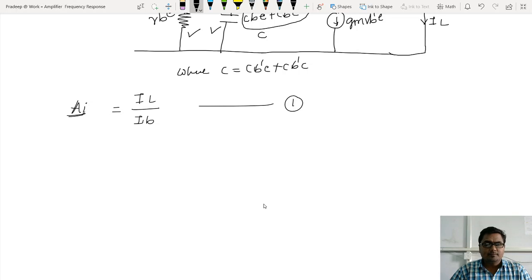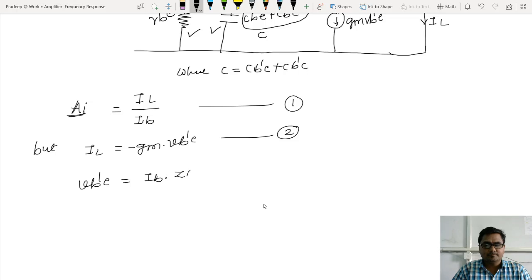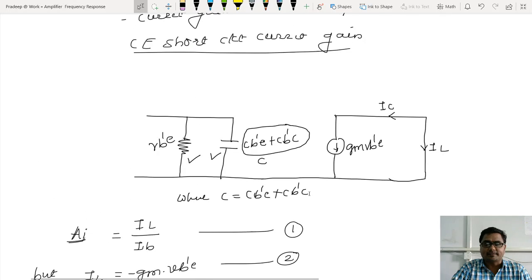Is it? But the value of IL, what is the value of IL? It is GM VB'E, that we have seen already. This is known. But the value of VB'E, look at this, VB'E again I can write as IB multiplied by, now see I am writing something new, ZB'E. Now what is that ZB'E? Yes, that's the only new thing.